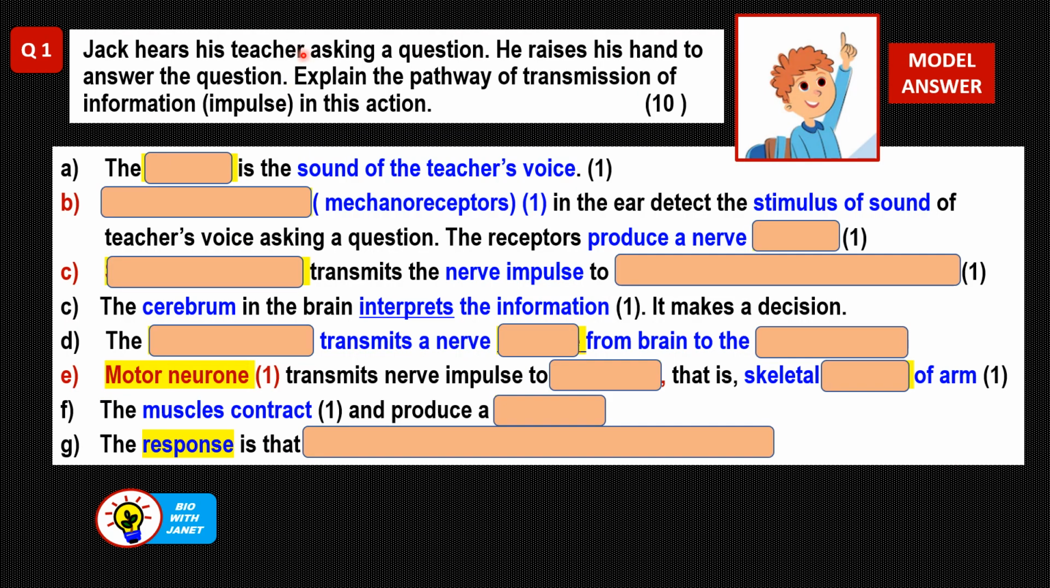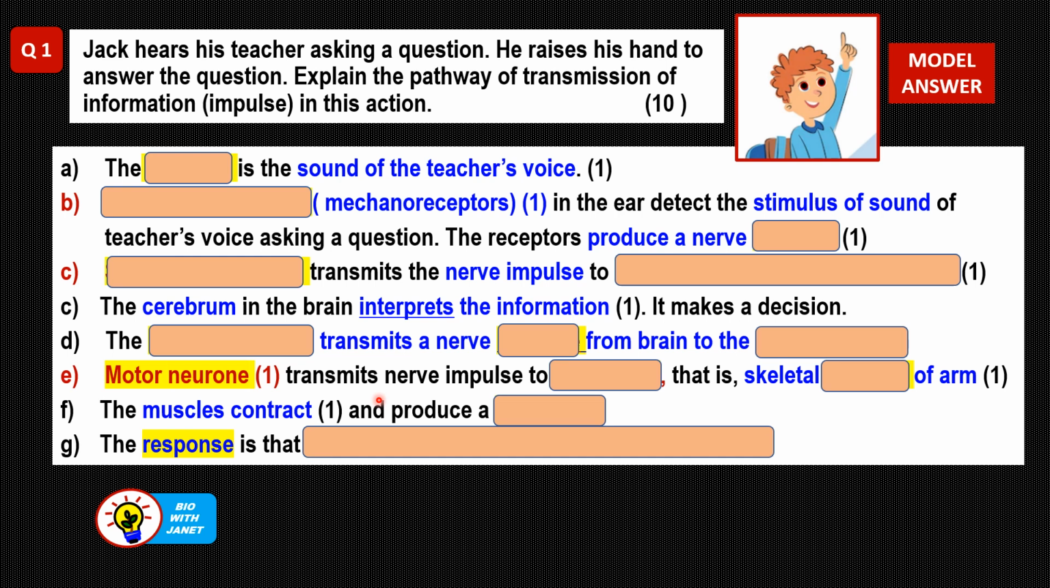Now let's look at this question here and we'll try to answer it. Jack hears his teacher asking a question. He raises his hand to answer the question. Explain the pathway of transmission of information or impulse in this action. All right, 10 marks. So try and fill up the blanks here first for a start and pause the video while you're doing this. Then we'll discuss the answer in a short while.